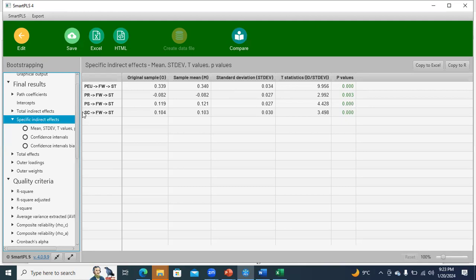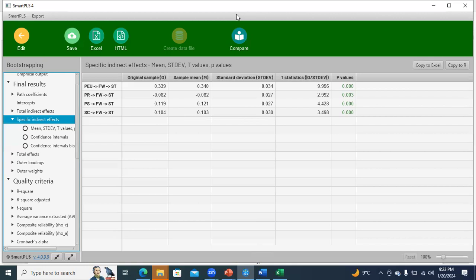You can also see the SC impact on ST by considering the FW as a mediator, and it is also positively mediating. Can anyone tell me whether it is a full mediation or partial mediation? Can anybody tell me if you have any idea? Is it a full mediation or partial mediation? You can write in chat box if you are aware with this idea.